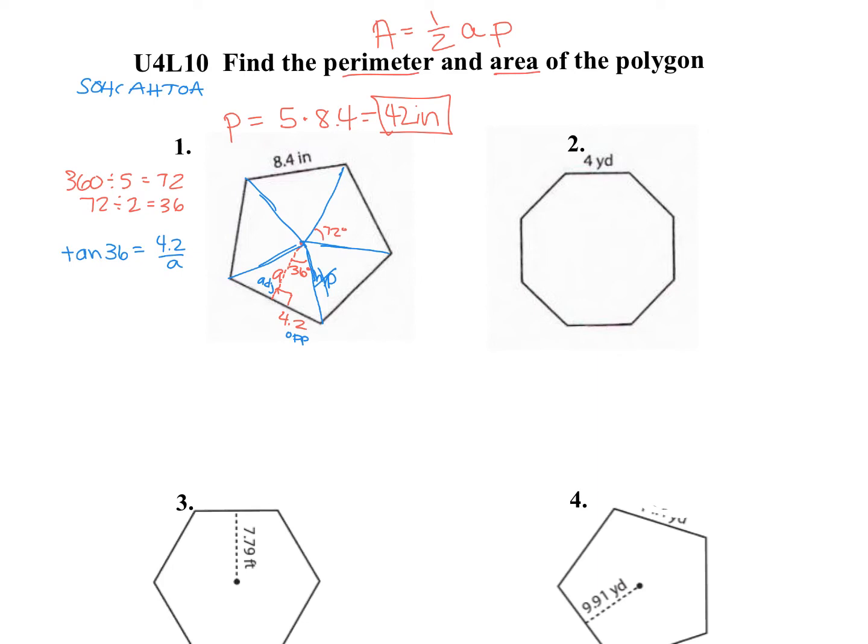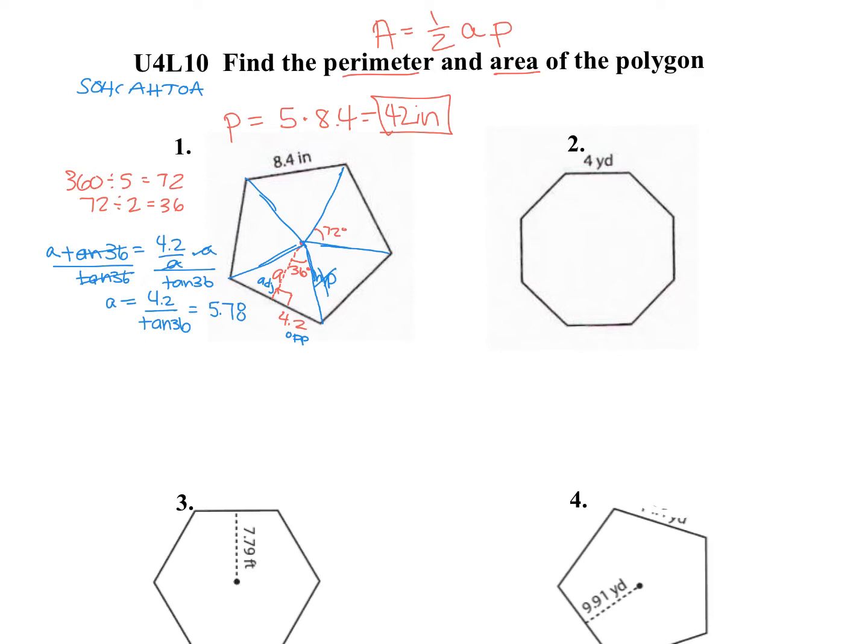In this case, my a is in the denominator, so I'm going to multiply both sides by my variable a, my apothem, and it's going to get up and out of the denominator. I'm also going to divide both sides by tangent 36. That is going to get my variable a by itself. And so a is equal to 4.2 divided by tangent 36. I'm going to pull out my calculator and put those in, and I should get something around 5.78.